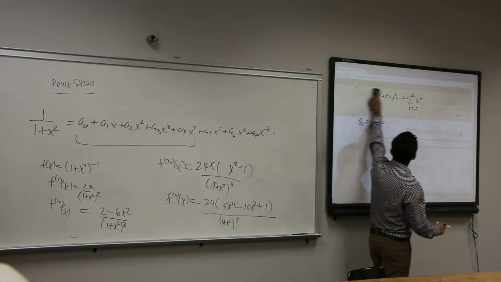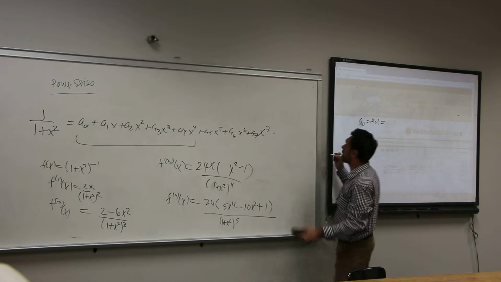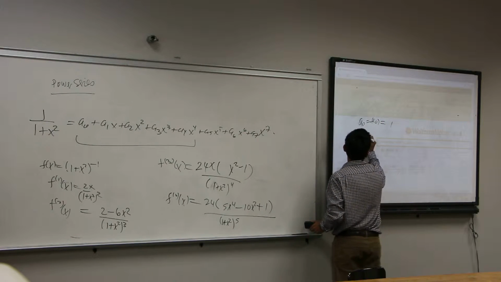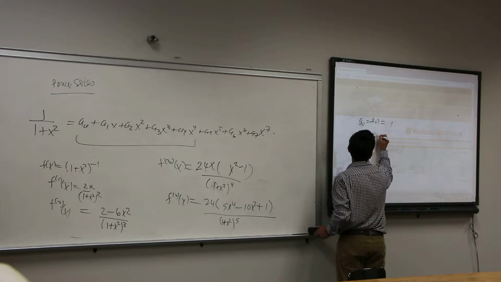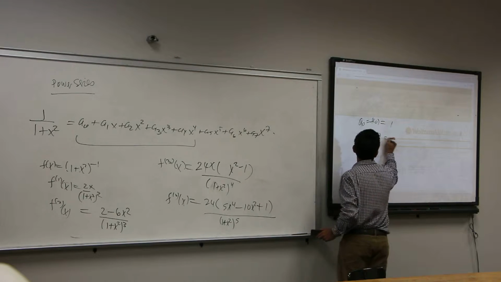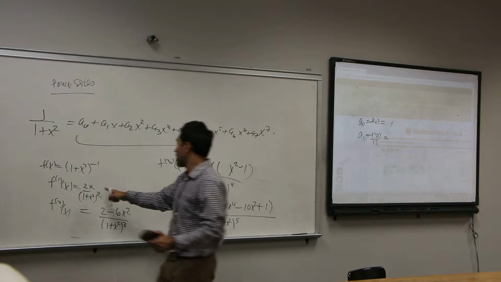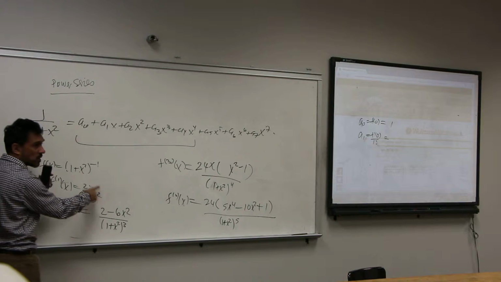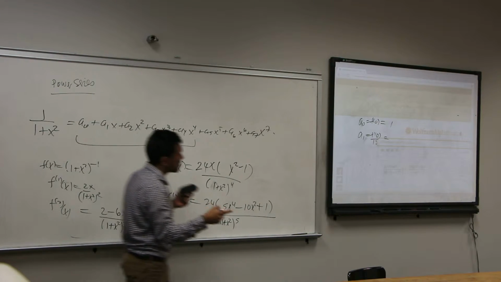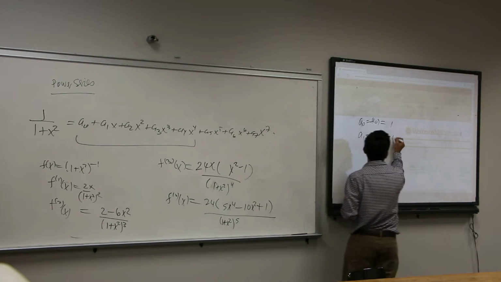What is f of 0? f of 0 is 1. And a1 is the first derivative at 0 divided by 1. So what's the first derivative at 0? When I plug in 0 here, what do I get? 0. So a1 is 0.